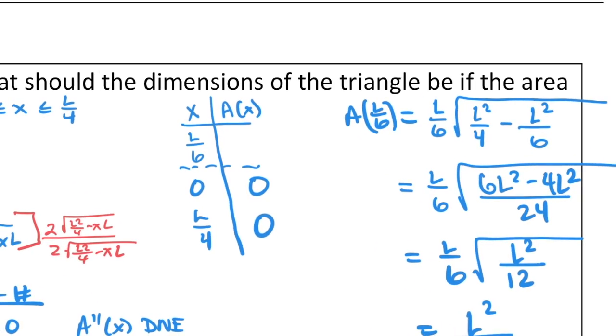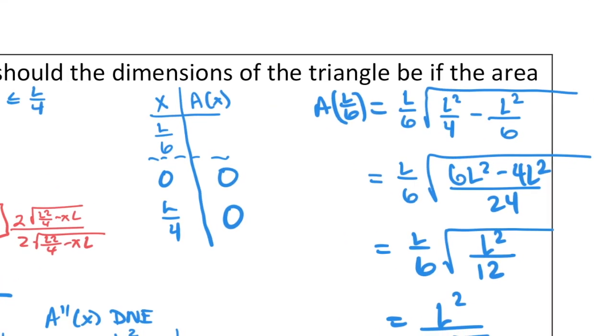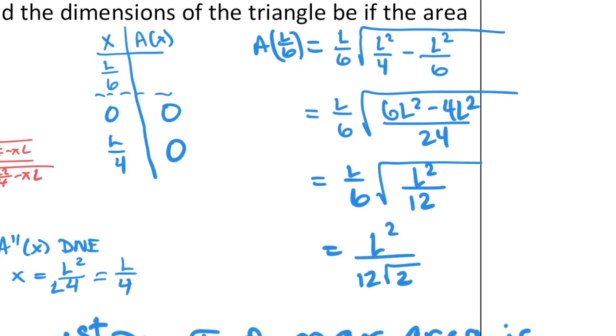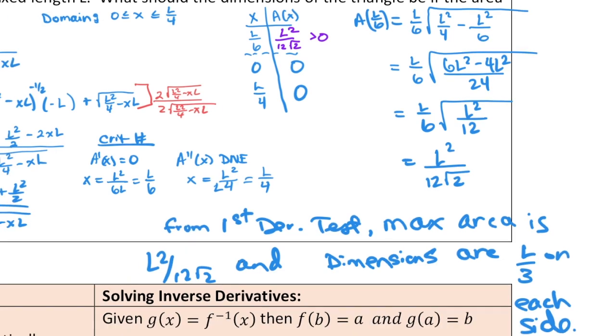Next, you want to figure out the area at all of your endpoints, 0 and L over 4, as well as L over 6. Do your substitution, you come up with your L squared over 12 root 2, which you know is greater than 0. So you've found a maximum value.